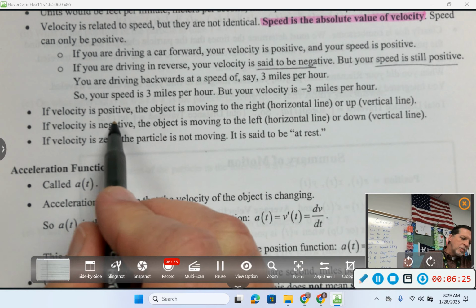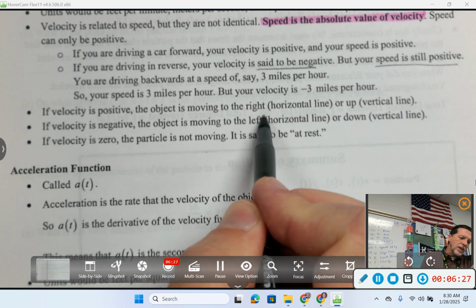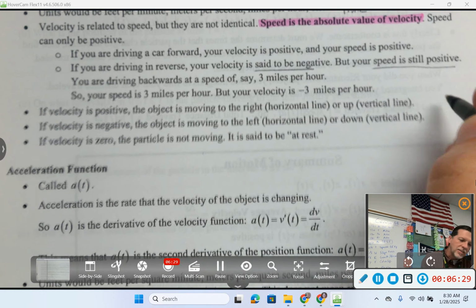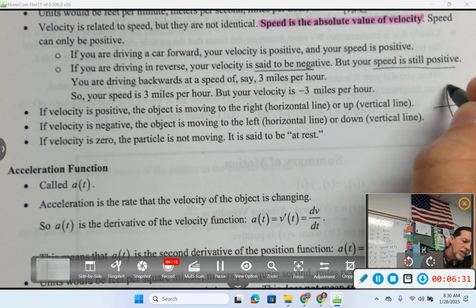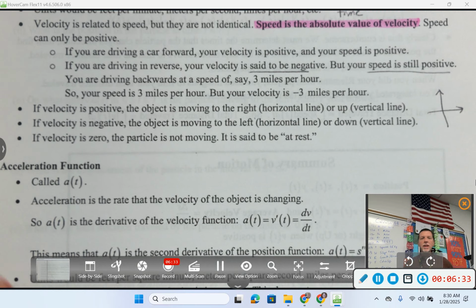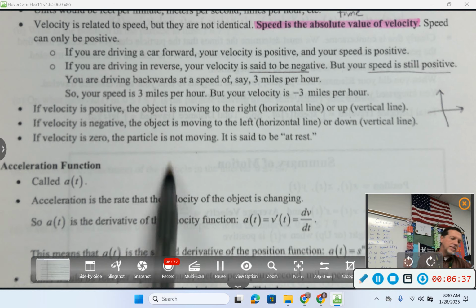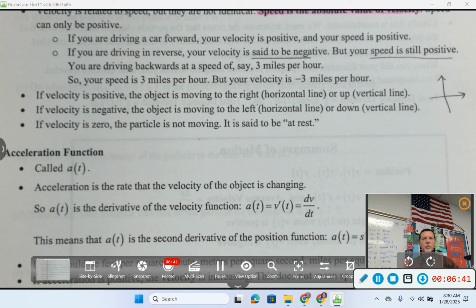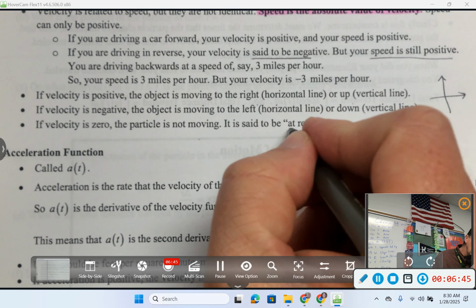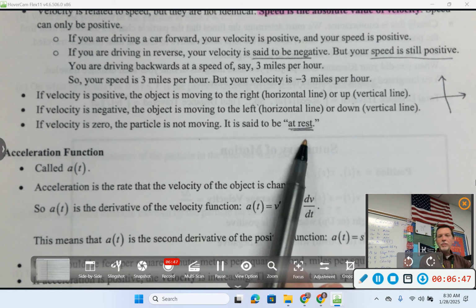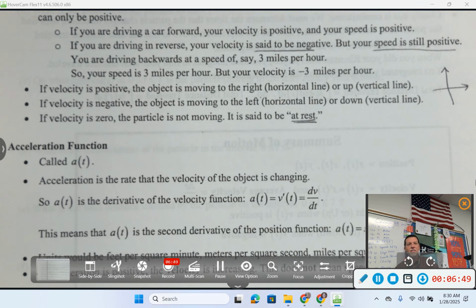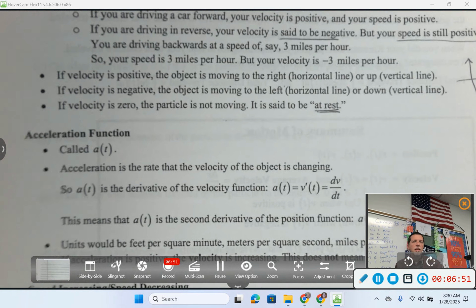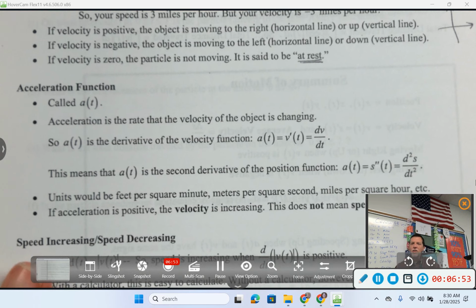And I'm guessing most of you had physics, so this is also kind of the overlap with physics. If velocity is positive, the object is moving to the right or up. That makes sense. This fits with how the xy plane works. Right is positive, up is positive. If velocity is negative, then you're moving either left or down, depending on the situation. If the velocity is 0, the particle is not moving, is said to be at rest. We tested that on the test yesterday. All of this is still old news.